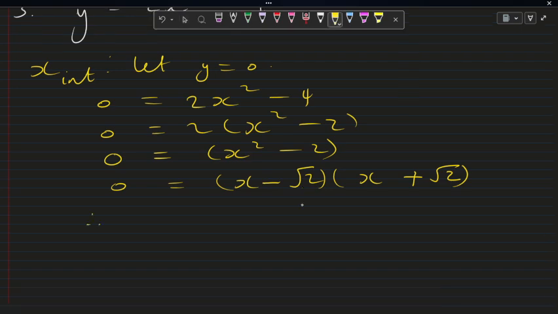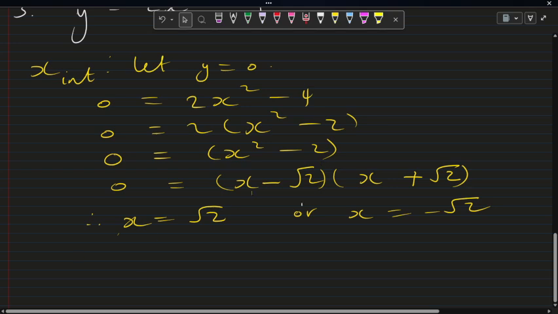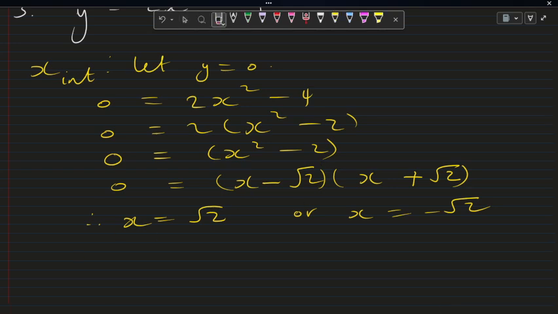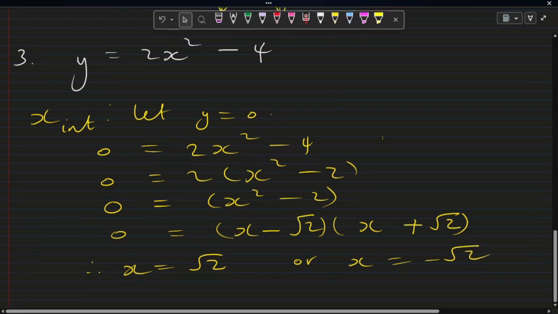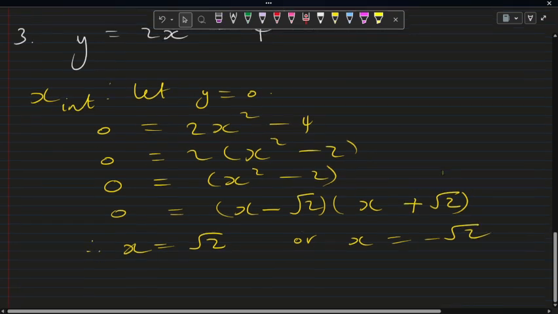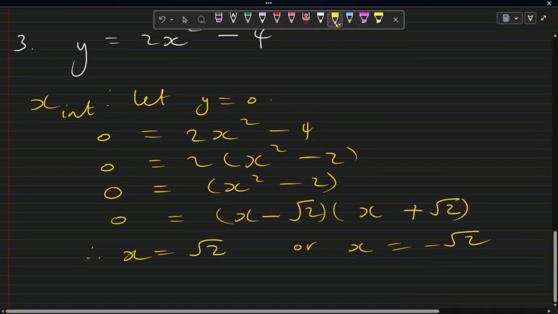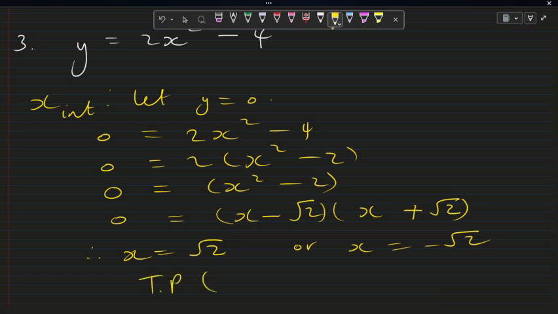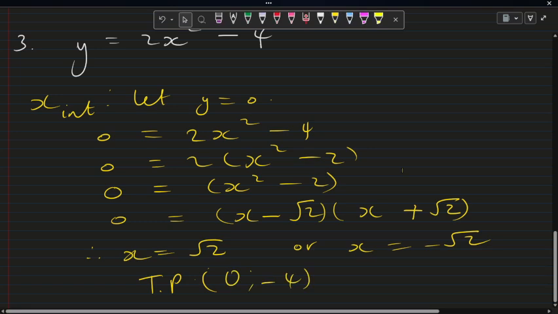And then we can see that the results of this equation will be x is equal to positive root 2, or x is equal to negative root 2. So these are the x-coordinates of this graph, y is equal to 2x squared minus 4. Now let's determine the turning point. The turning point is very simple to determine in this case, because we know that the turning point is x is equal to 0, y is equal to q. So it is 0, minus 4 like that.